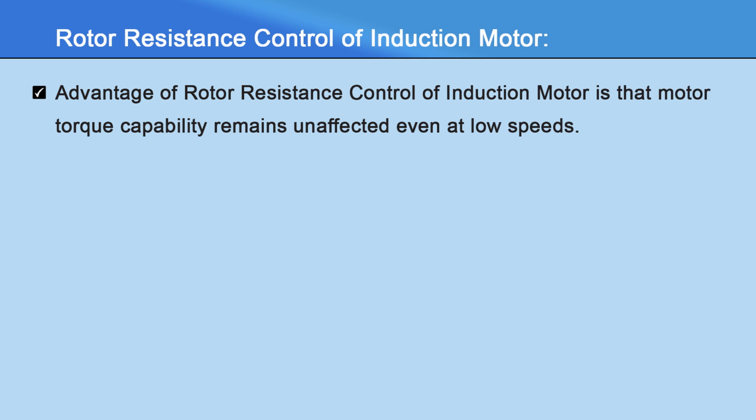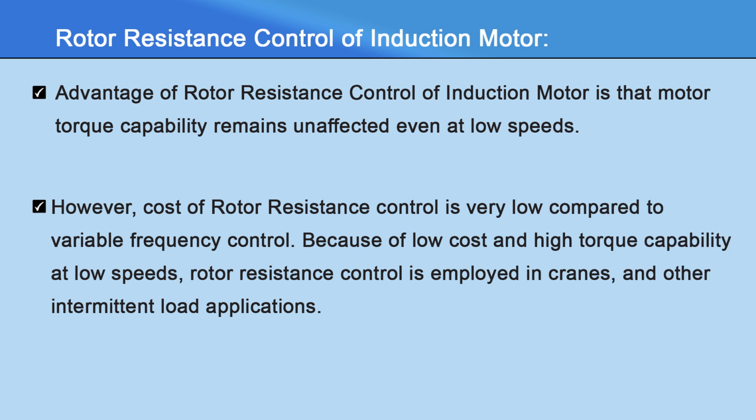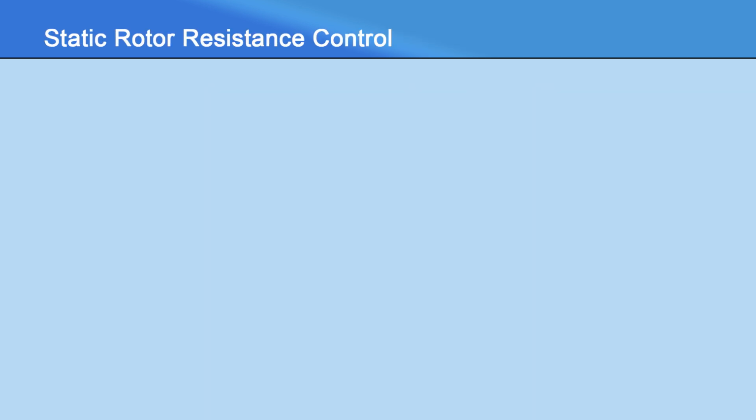The advantage of this speed control is that motor torque capability remains unaffected even at low speeds. However, the cost of rotor resistance control is very low compared to variable frequency control. Because of low cost and high torque capability at low speed, rotor resistance control is employed in cranes and other intermittent load applications. So, next we will see static rotor resistance control.